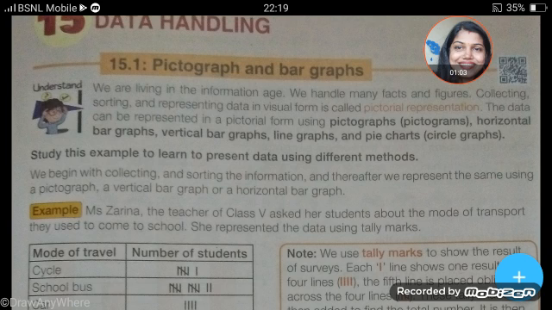So here the data can be represented in pictorial form using pictographs, also called pictograms, horizontal bar graphs, vertical bar graphs, line graphs, and pie chart, that is also called circle graph. But in this present topic, in data handling, we are going to study pictograph and bar graphs, that is horizontal as well as vertical bar graph. So let us see some examples here.